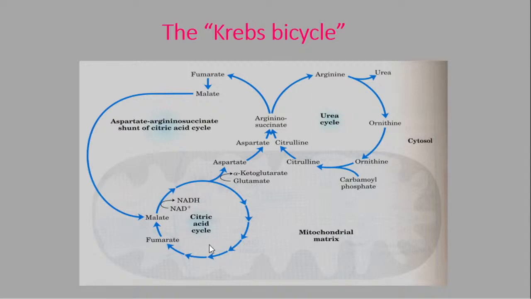So there is a stable term, Krebs bicycle, because two cycles are combined with several pathways, and they depend one on another, not only by this substance but also by ATP production.